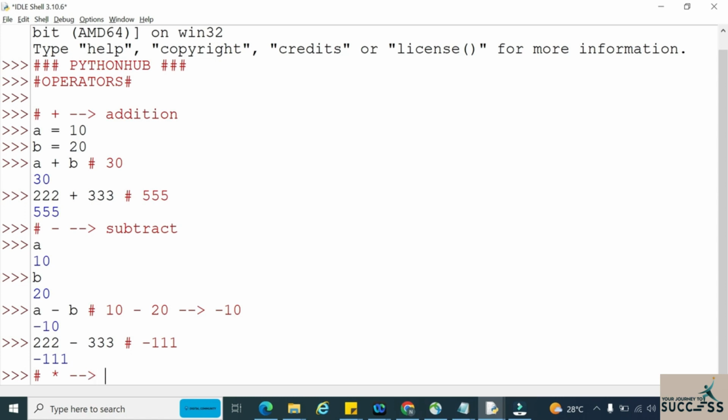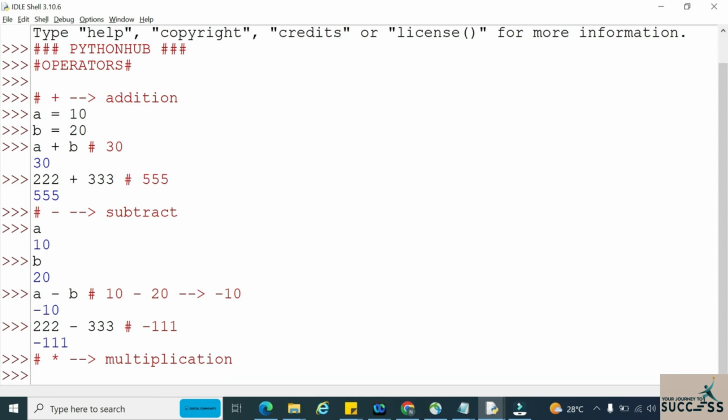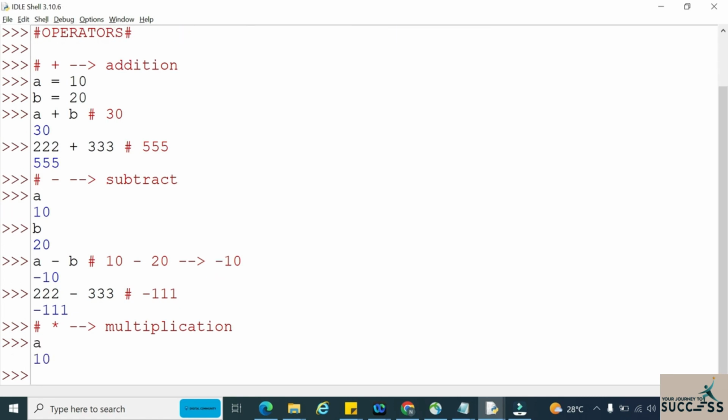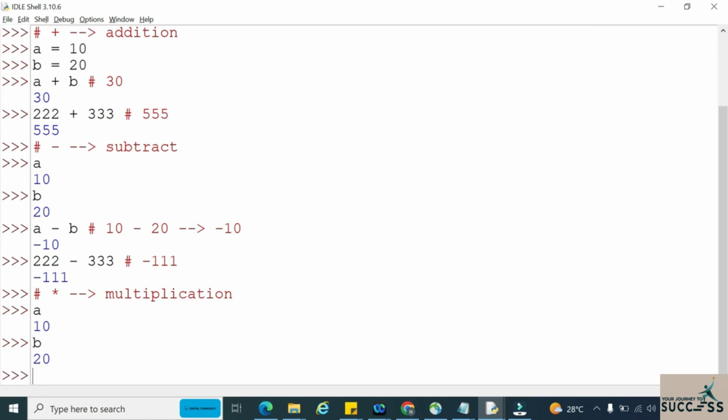This is the symbol which is used to multiply two numbers. The operation which I am performing here is nothing but multiplication. With the help of multiplication I can multiply any numbers. Now let me take my a value as 10 again and b value as 20. If I want to calculate the product of a and b by using this star operator, we can calculate the product of two numbers.